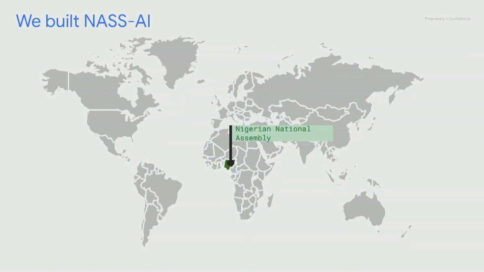And the first thing we did is that we built NAS AI. NAS stands for the Nigerian National Assembly. And what we did is we went through the Fourth Republic, which is from 1999 to 2018. And we scraped all the data from some websites and some back servers. And then we got all the bills that they have introduced. And we actually got about 2,400 bills.